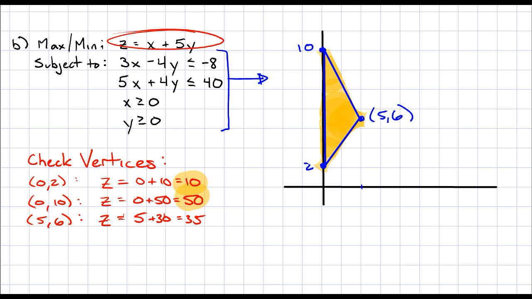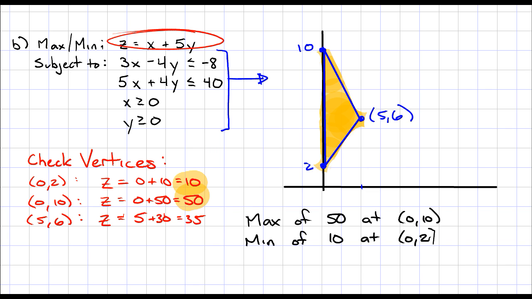Summarizing that, my answer is as follows. I have a maximum of 50, and it occurs at 0, 10. And I have a minimum of 10, which occurs at 0, 2. Okay, and that's it for parts A and B. I'll go ahead and solve C through F in a different video.